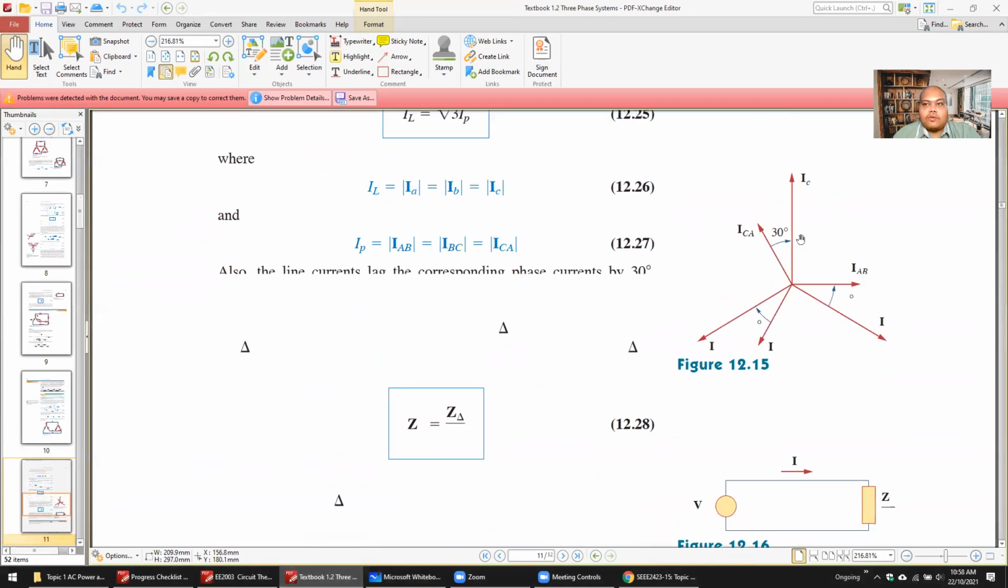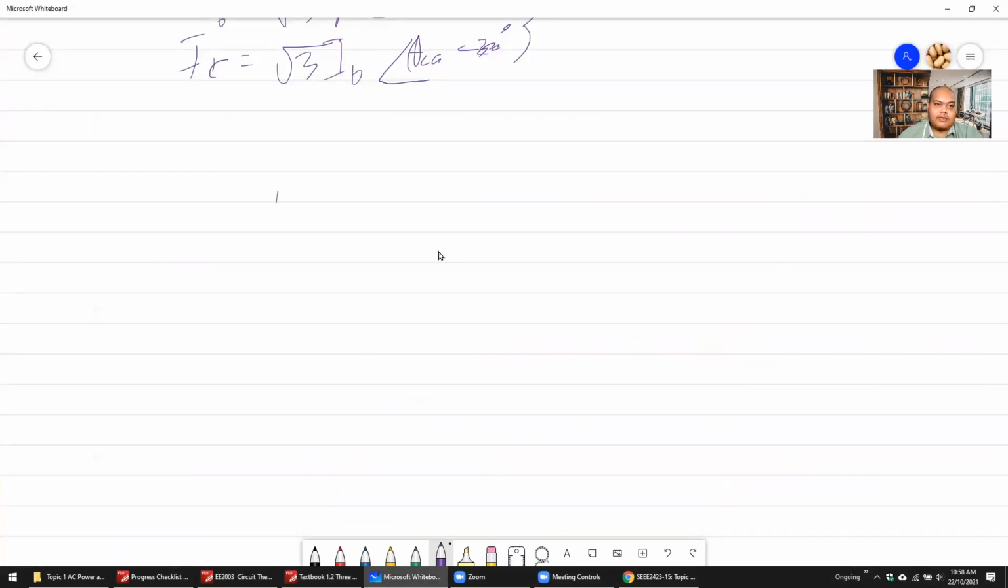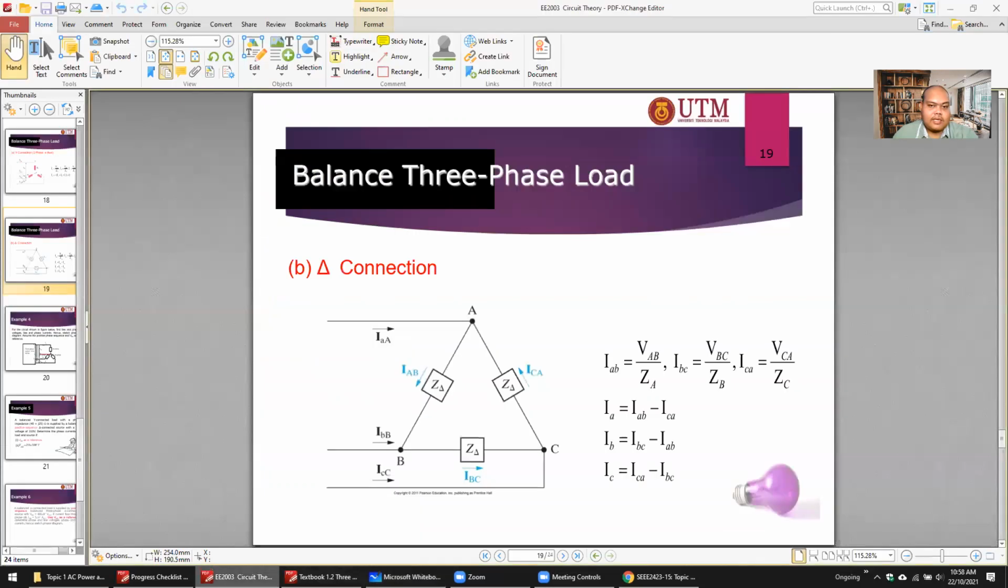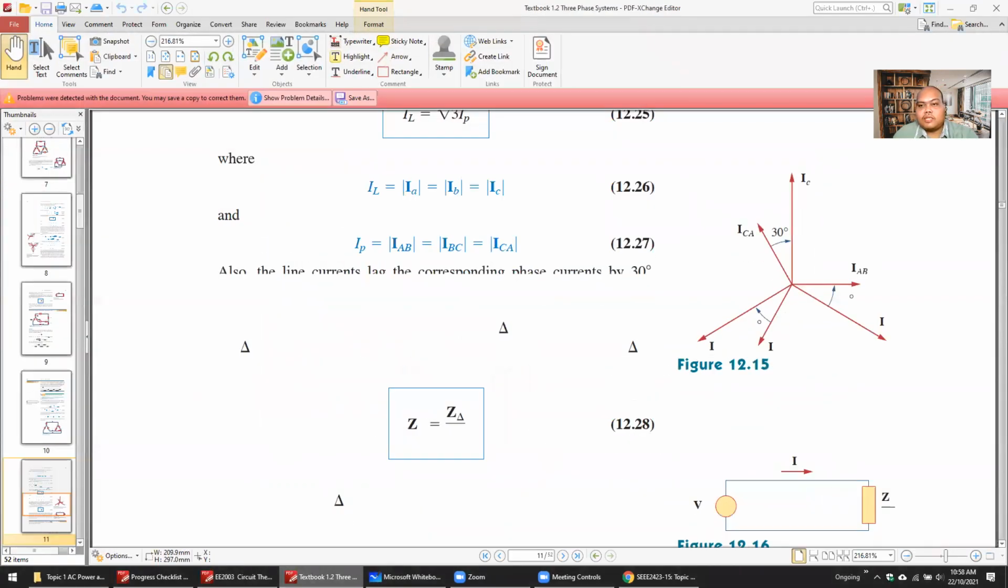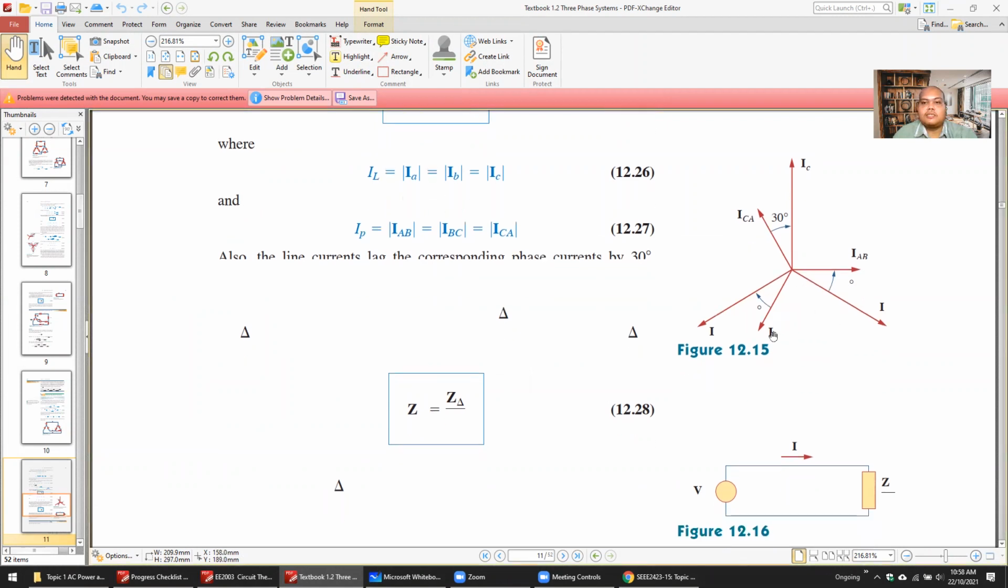Now, how to draw it? Of course, for the phasor diagram, you can draw the current. Usually we look at the current for the star-delta. Depending on the question, they will show you. For this case, we don't have any calculation, we don't know yet, so I just show you in the textbook. You can see here the line current is 30 degrees lower than the phase current. This is the example.